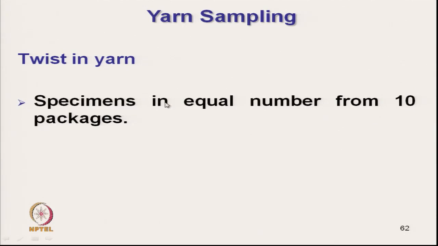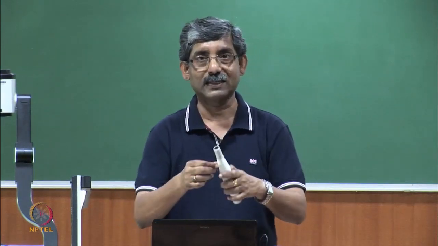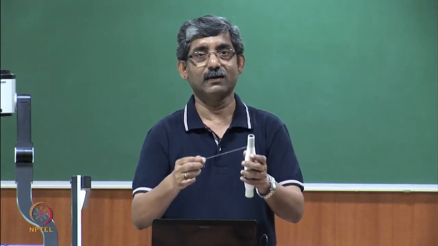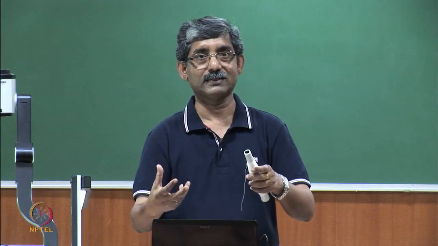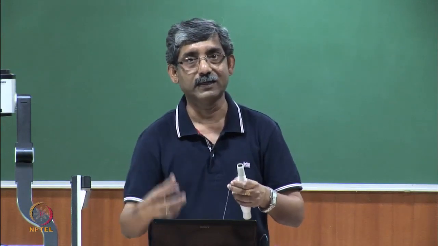Specimens in equal number from 10 packages we have to take. So, this is say one package. If we want to test twist, say 50 readings we want to take, because of the statistical sample we have to take. So, if we want to take from 10 packages, that is 50 readings, so from each package we have to take 5 readings.